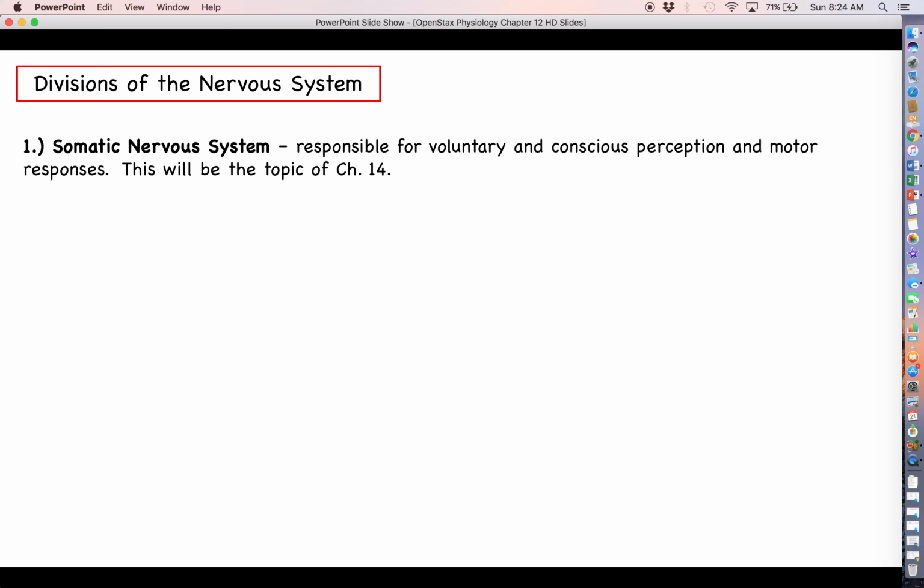So not only will we talk about how we get information to our skeletal muscles, we'll also talk about how, on the afferent side of things, we perceive the things we taste, or the things we smell, or the things that we see, or the things that we hear.